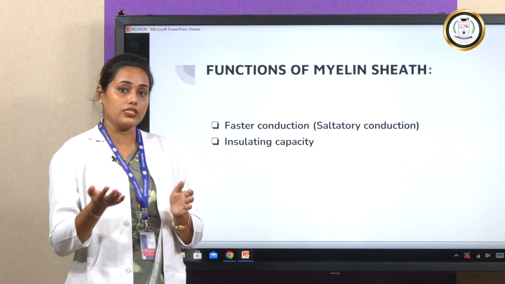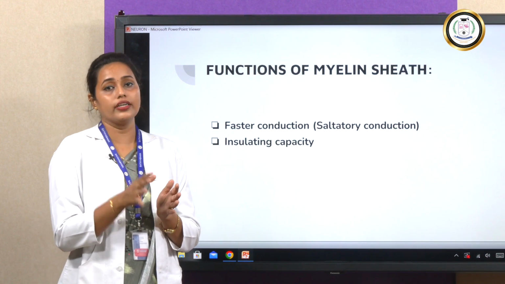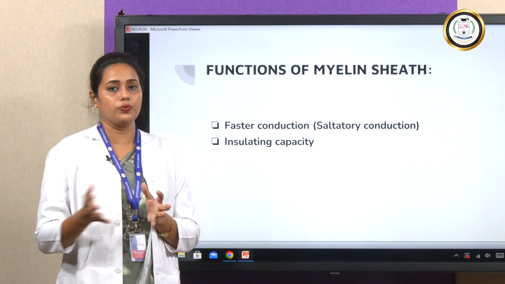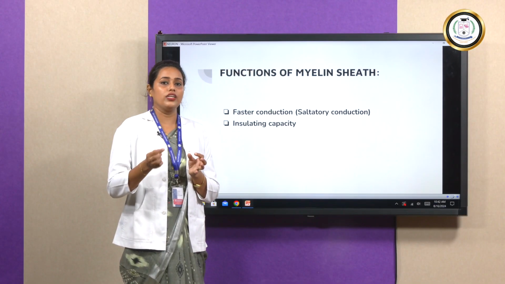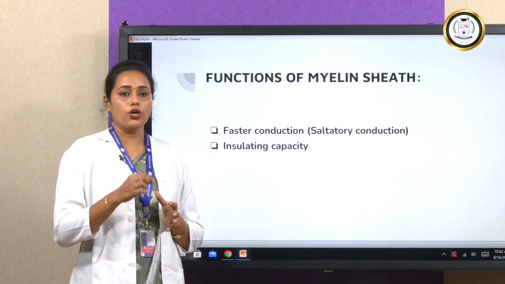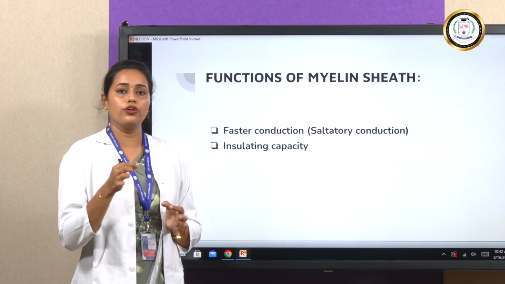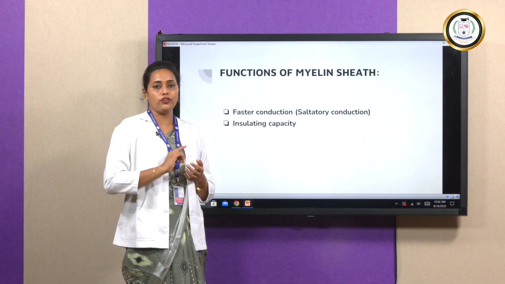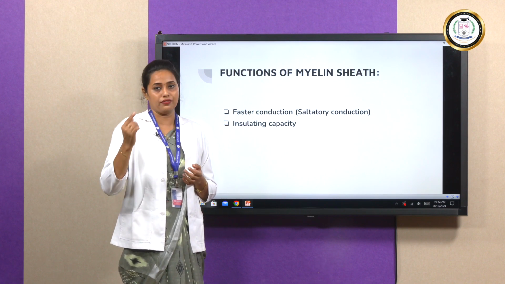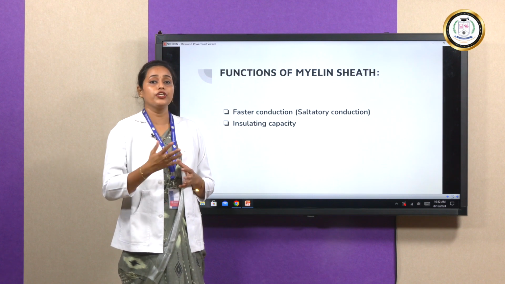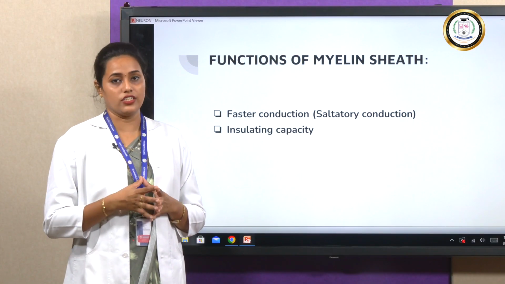Yes, as I have discussed before, the myelin sheath is not a continuous structure. It is absent at regular intervals, and at those intervals there is a node called the node of Ranvier. Because of the presence of these nodes of Ranvier, the action potentials keep jumping from one node of Ranvier to the next. Because of this, the conduction of action potentials is faster in a myelinated nerve fiber.